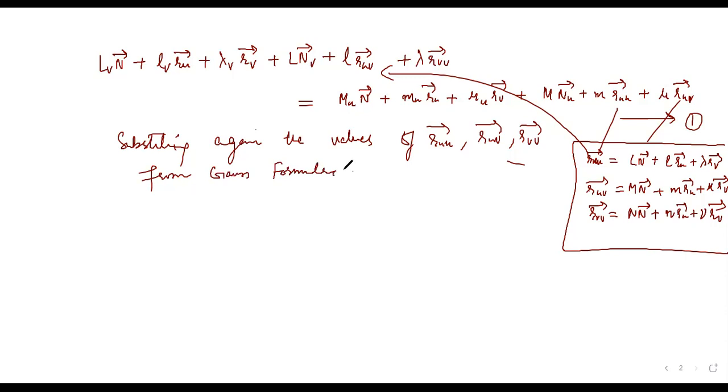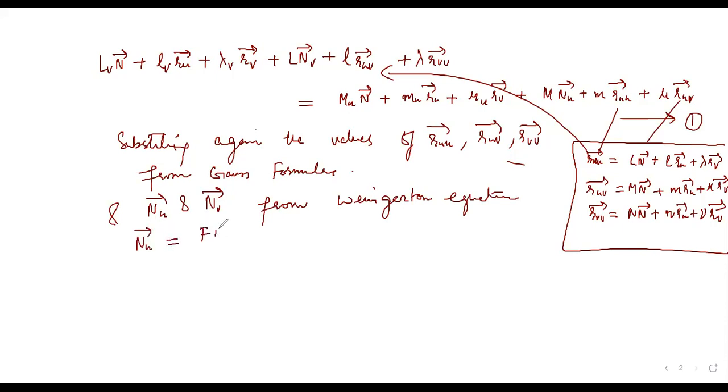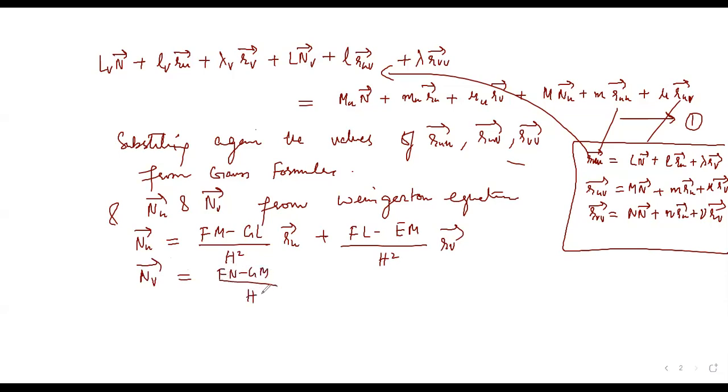अगर हम फिर से ये करें, and n sub u, इसमें n sub u भी है n sub v भी है, from Weingarten equations जो कि हैं। Weingarten equations का मतलब n sub u is equal to (FM minus GL) divided by H square into r sub u plus (FL minus EM) divided by H square r sub v, and n sub v is equal to (FN minus GM) divided by H square r sub u plus (FM minus EN) divided by H square r sub v.